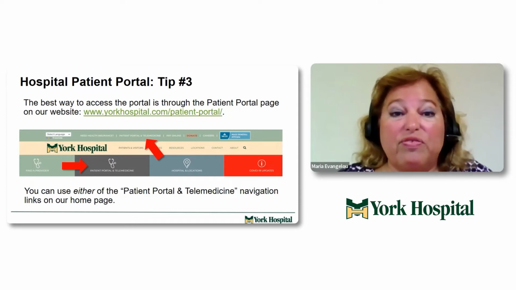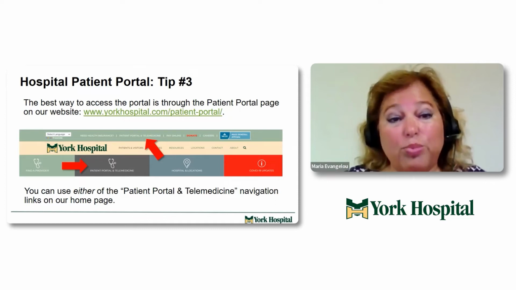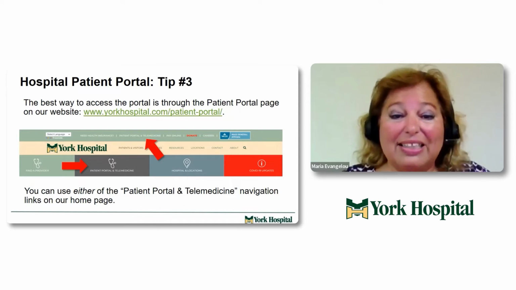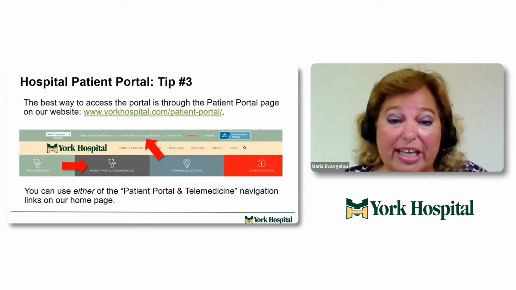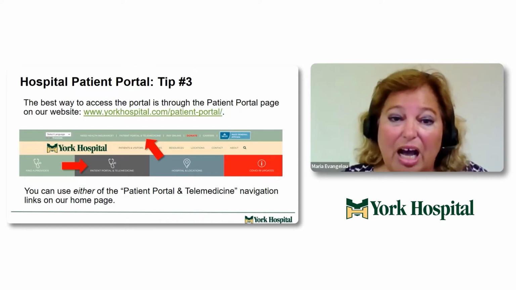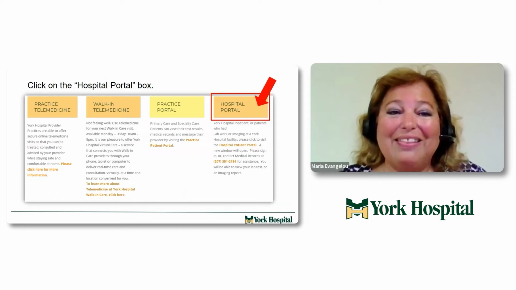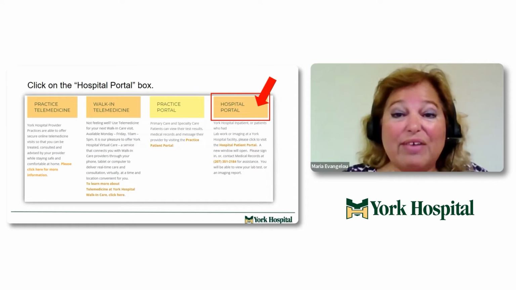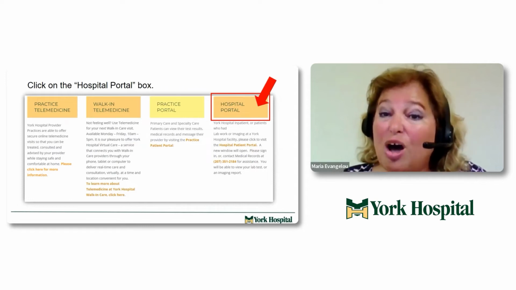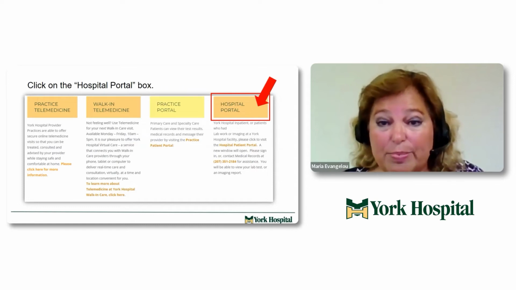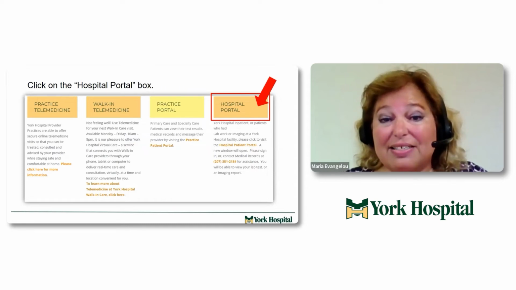So you need to find the website. The best way to find the link to the hospital portal is to go to the yorkhospital.com website and click. As you can see on the 2 red arrows there, there's 2 areas that say patient portal and telemedicine. So click on either of those areas, and then you will scroll down and see these 4 yellow boxes. You need to click on the far right yellow box that says hospital portal. That will bring you to your login area for the hospital portal, which is called Syntellis.